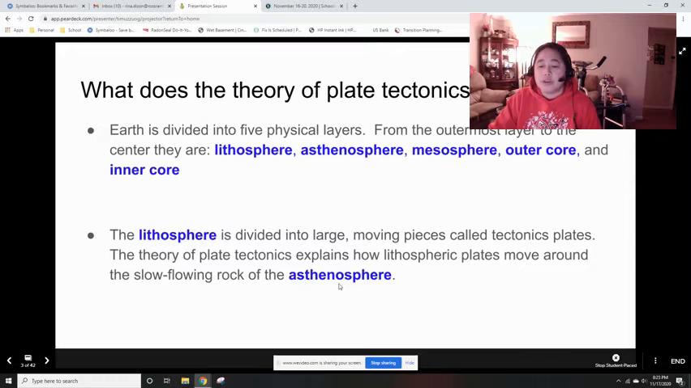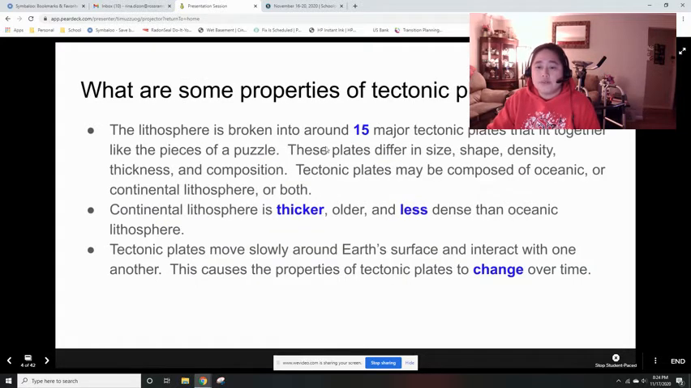So in the asthenosphere, you have that process called convection currents going on, making the plates, which are in the lithosphere, move around. The lithosphere is broken up into those 15 major tectonic plates that fit together like pieces of a jigsaw puzzle. We know it as Pangea. These plates differ in size, shape, density, thickness, and composition. Tectonic plates may be composed of oceanic or continental lithosphere or both.